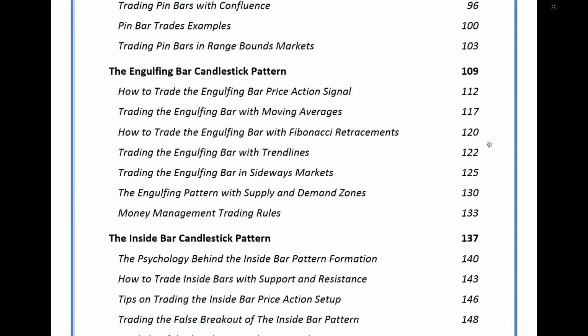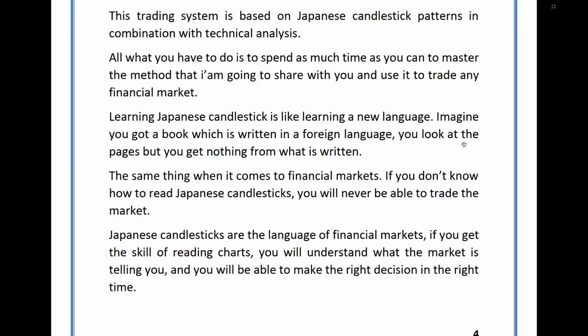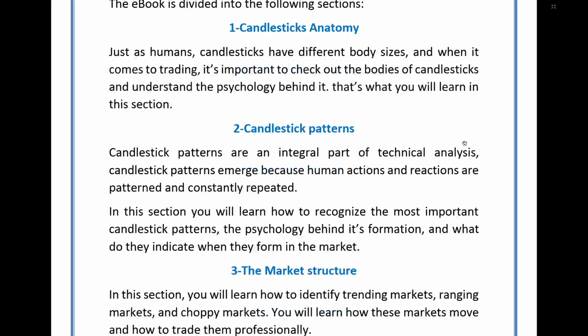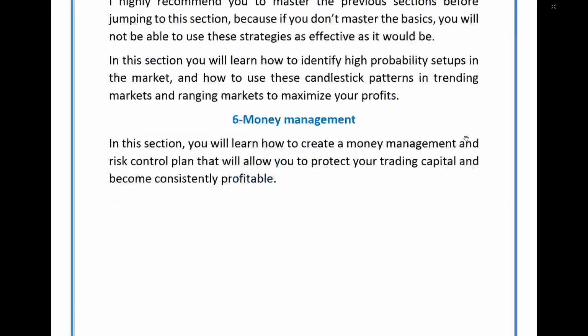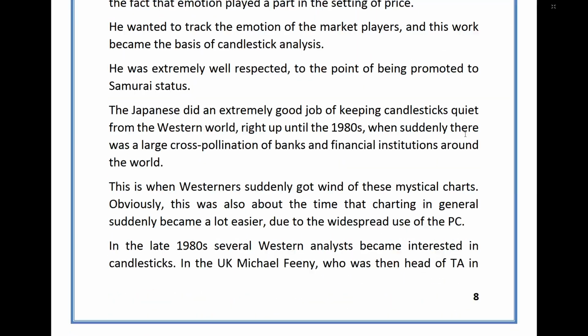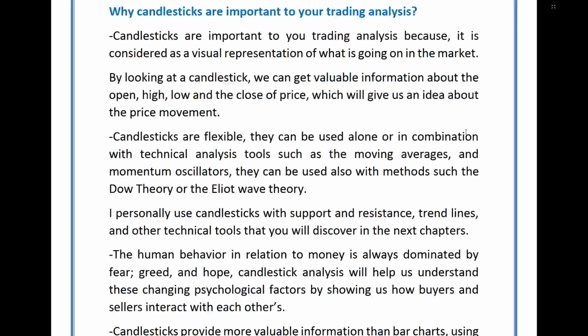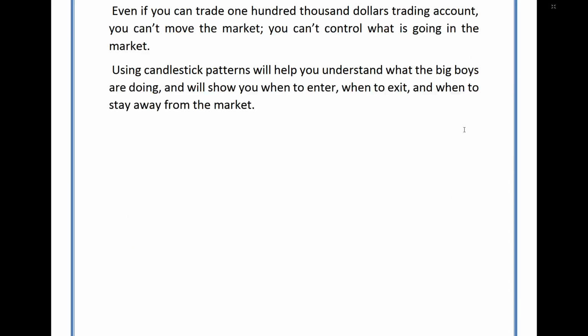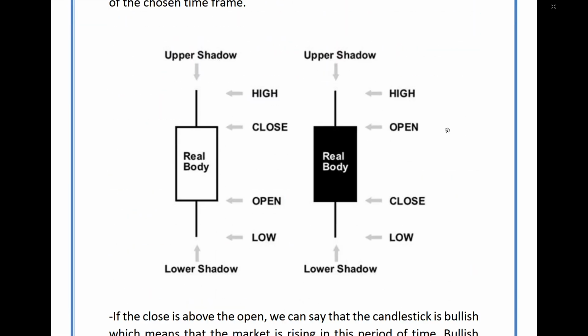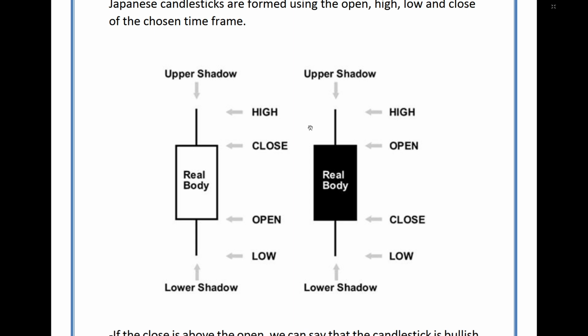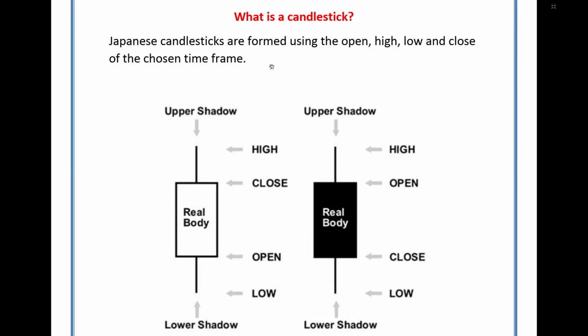Now, for the second part of this series, we will go into understanding the individual parts of a candlestick. So stay tuned, and make sure you subscribe. We will begin our next lesson from here and understand each point. Now we'll start from the candlestick pattern. What is a candlestick? They are formed using the open, high, low, and closing points of the chosen time frame.